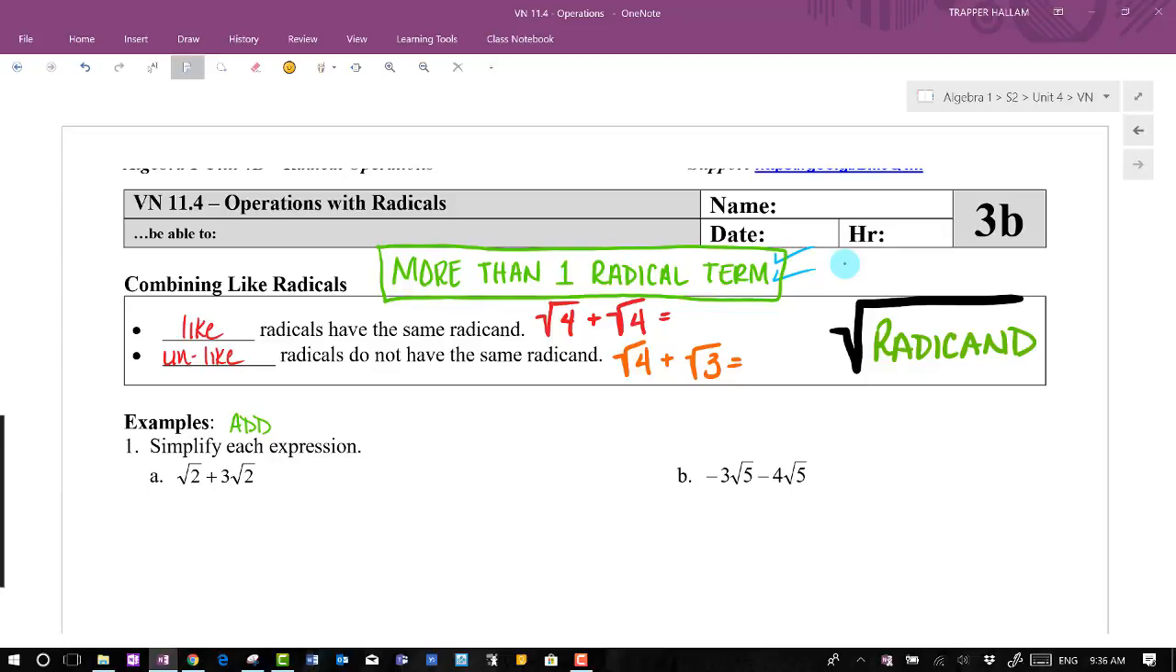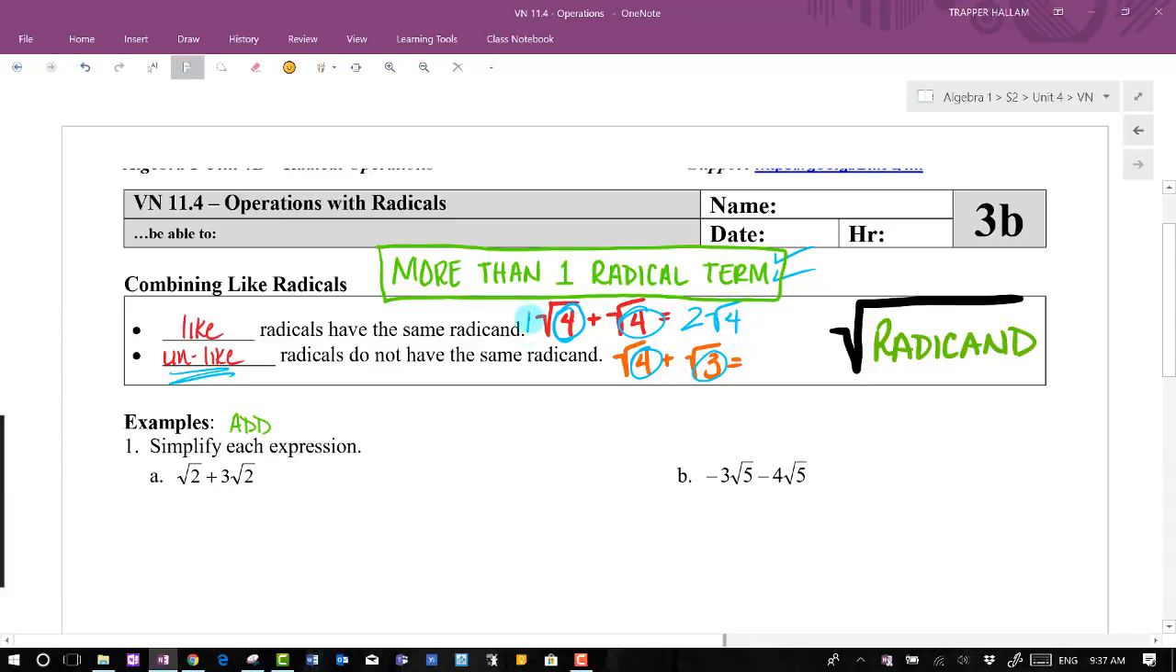So, first things first, let's talk about what like radicals are so that we know how to deal with this. Like radicals have the exact same radicand, the exact same number underneath the radical. If they're exactly the same, both numbers and variables, then we can add or subtract them together. If they're not like radical terms, then the radicands will be different, meaning we can't. So if we were to add the square root of 4 plus the square root of 4, we're going to get 2 square roots of 4. We'll talk about how that works in a second, but that's the general idea.